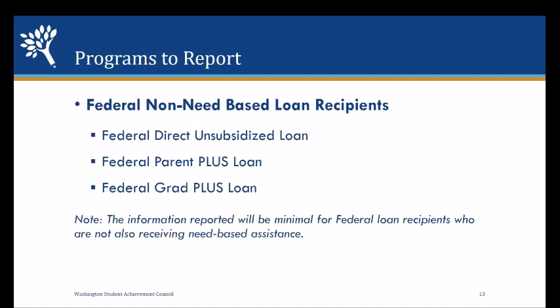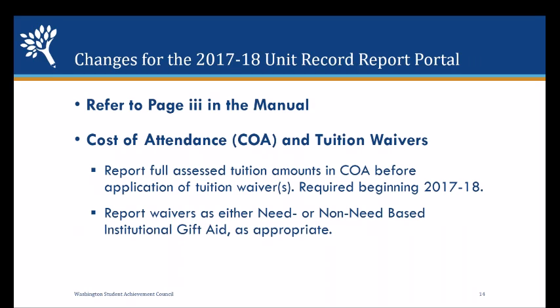The federal non-need-based loan recipient programs that need to be reported are the Federal Direct Unsubsidized Loan, Federal Parent Plus Loan, and the Federal Grad Plus Loan. The information reported on these will be minimal for the federal loan recipients who are not also receiving need-based assistance. Changes for the 2017-18 Unit Record Report portal are referred to on page 3 in the manual.